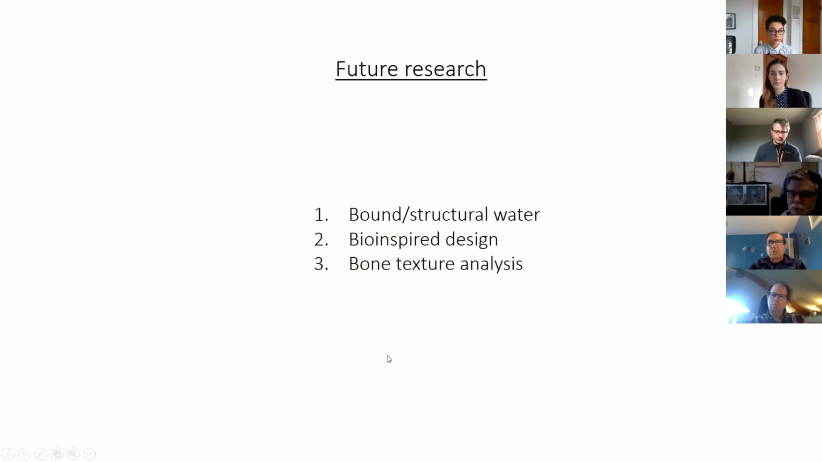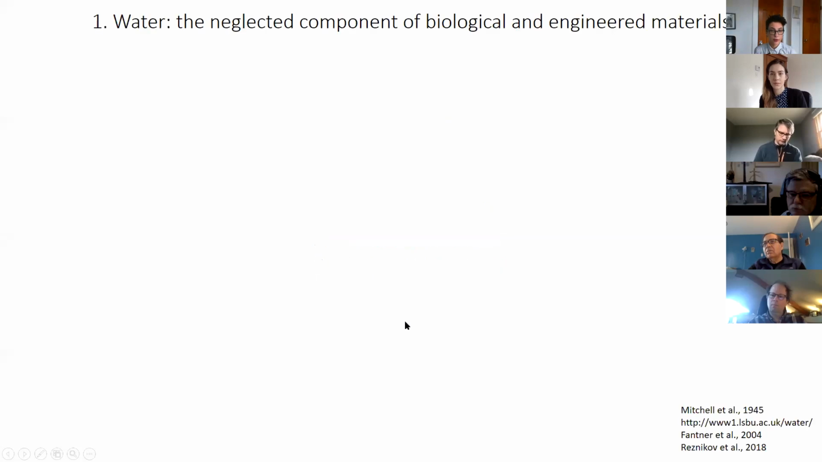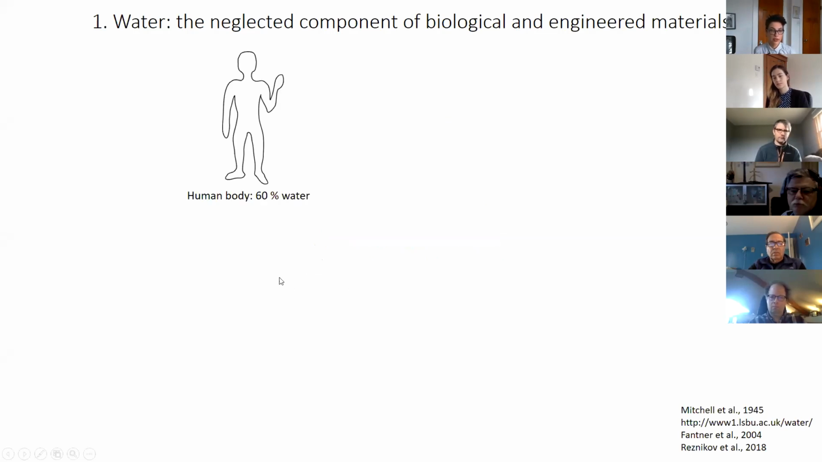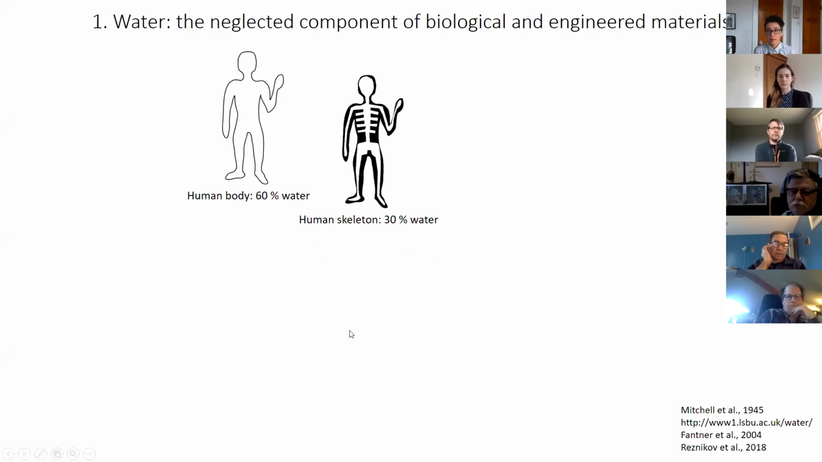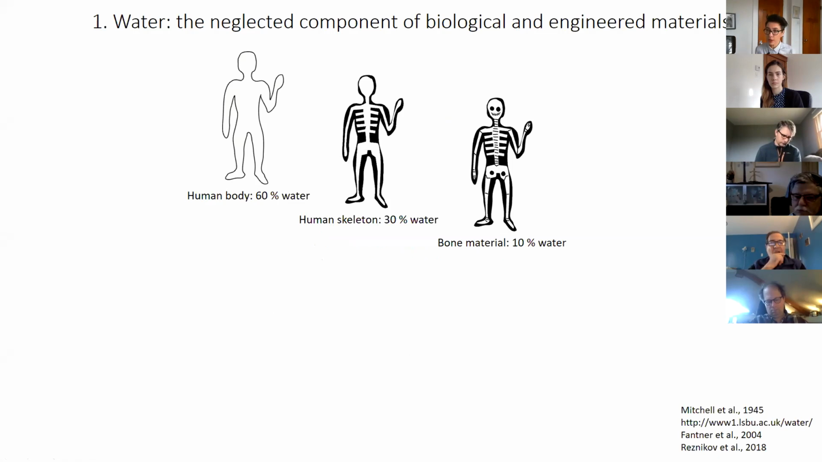So the first project that I have in mind refers to structural water. It's common knowledge that a human body contains about 60% water, but the skeleton alone is made of water by 30%. Most of this water is in interfaces and in the marrow, and if you get rid of that free water, we will still end up with about 10% of water content.